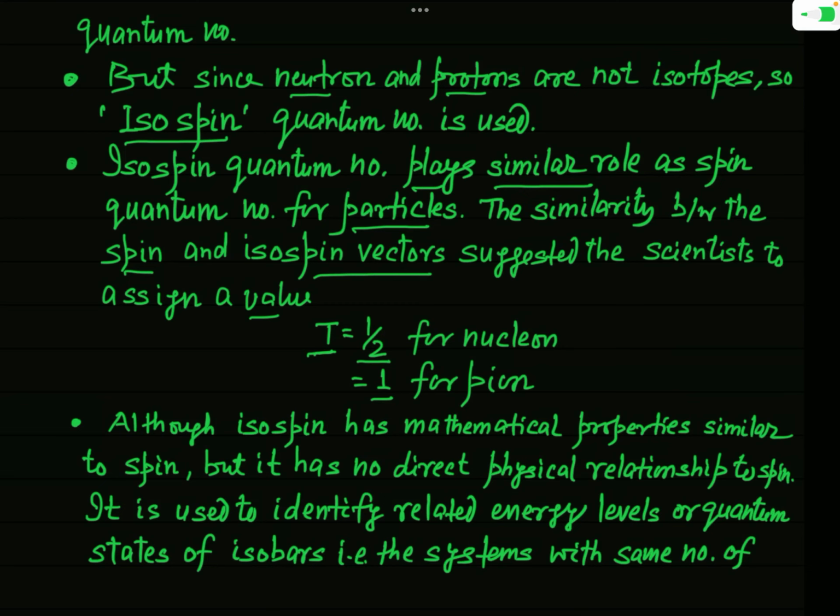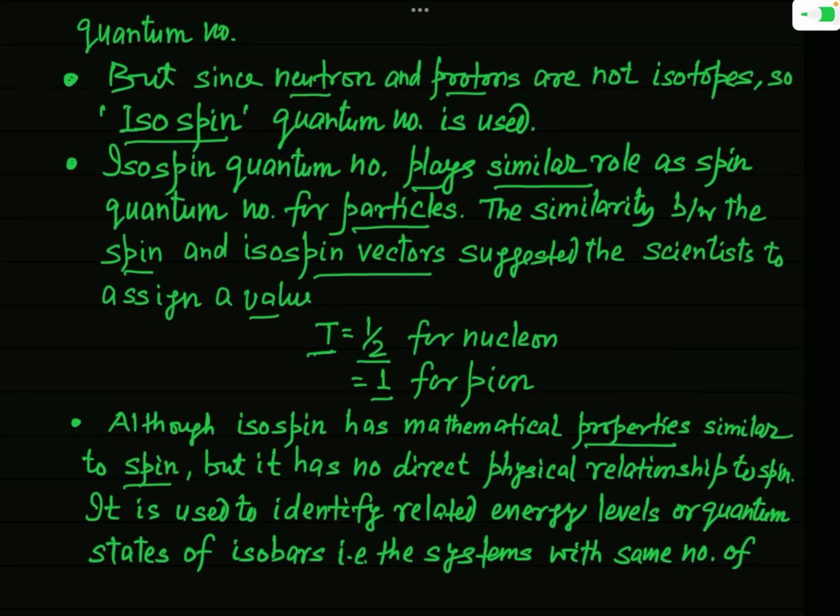As I have told you earlier, this isospin has mathematical properties similar to the spin, but although the mathematical properties of isospin and spin are identical, don't be confused by this similarity into thinking that there will be a particular relation between the isospin quantum number and the spin. In fact, there is no direct physical relationship between the isospin and the spin. They are not related to one another directly by any physical relation.